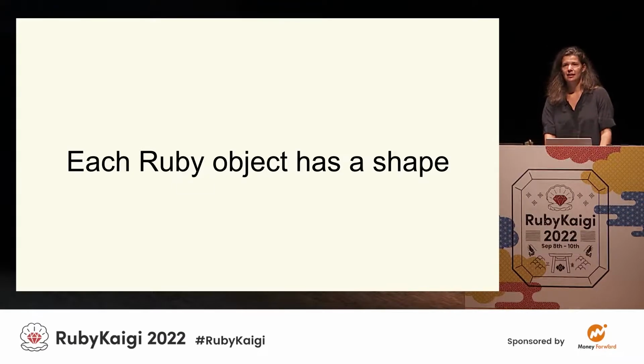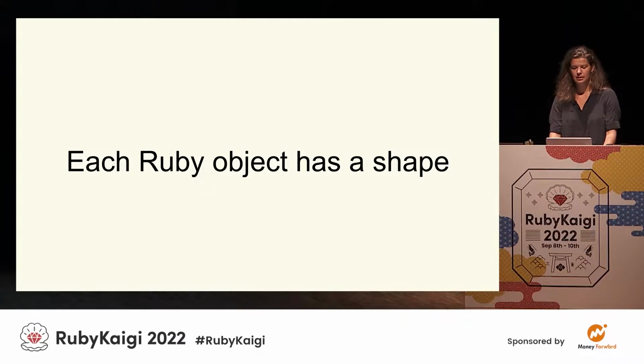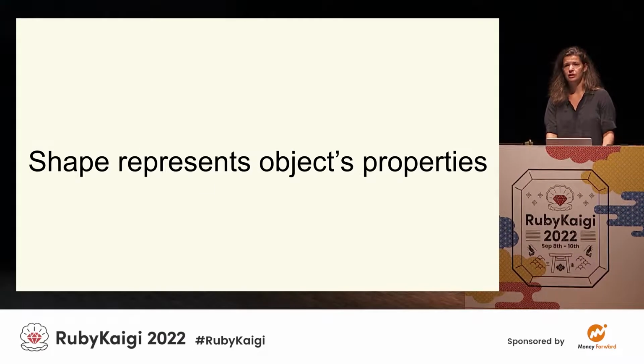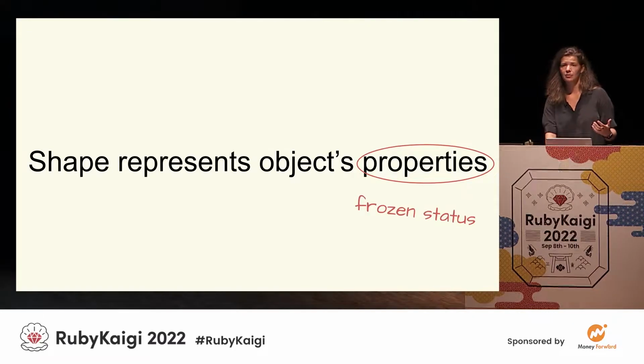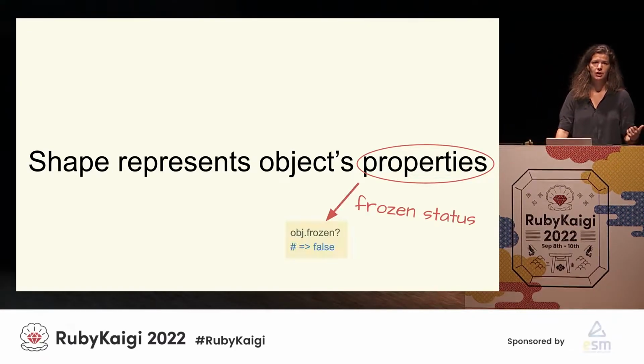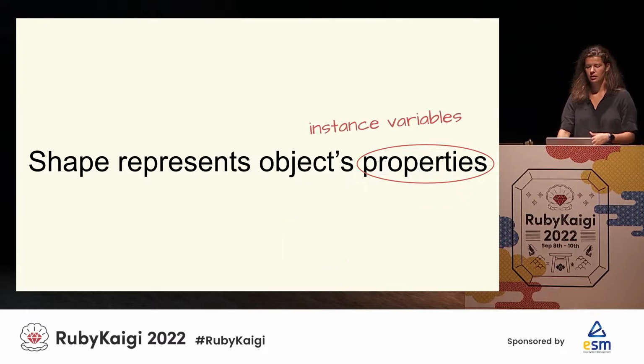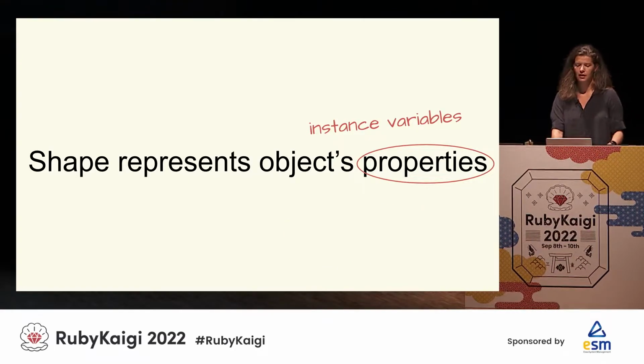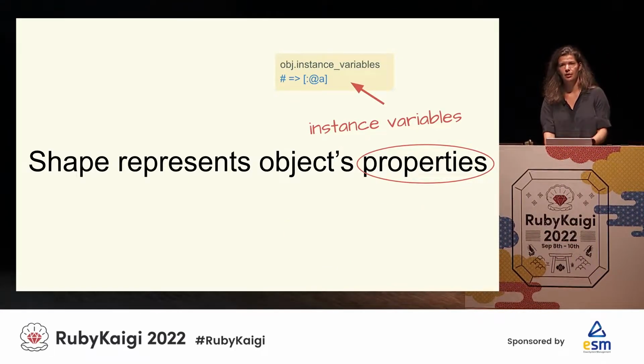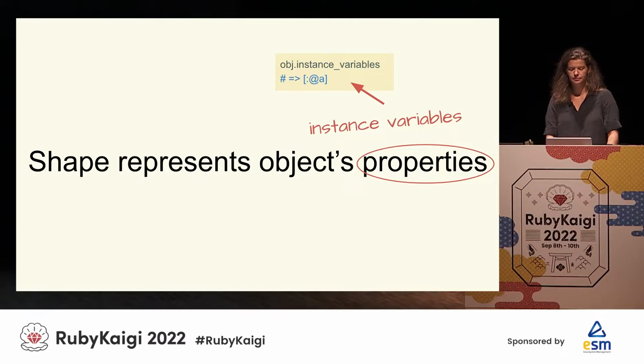And with this technique, each Ruby object has a shape, and the shape represents an object's properties. Well, you might be asking, what's an example of a property? Something could be the frozen status of an object. So is it frozen or not? Or another thing might be its instance variables. So what instance variables does the object have on it?